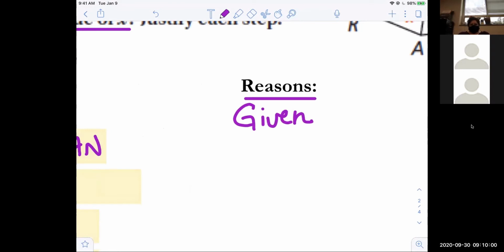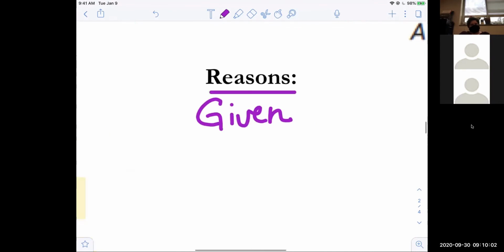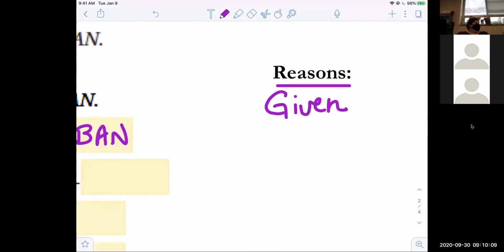Angle bisector, definition. It's the meaning of the word. Like, you know what an angle bisector is, so when you say, oh, it's because it's an angle bisector, that's because you know the definition of angle bisector.